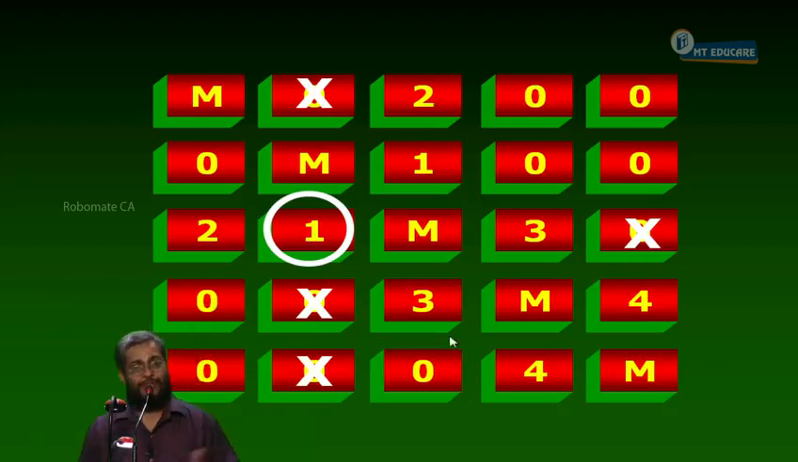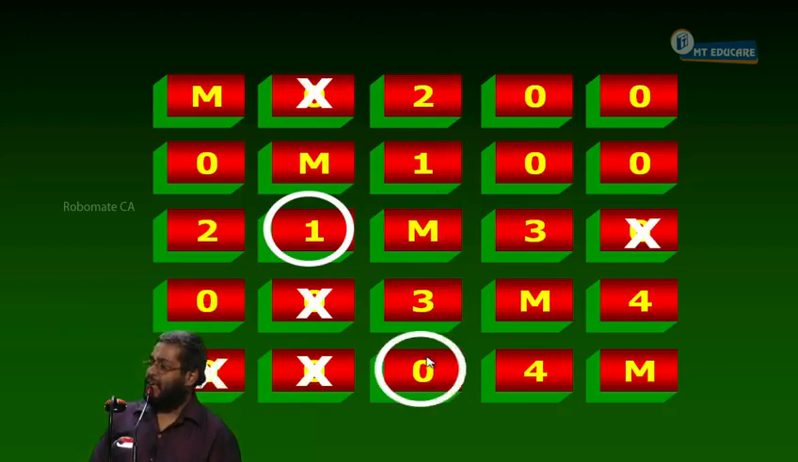I also have a column with 1, 0. Sorry, the animation changes. Okay. Is there any column with 1, 0? Yes. Which column? Third column. I make an allocation here, cancel the 0 here. Now I come back here. Is there any row with only 1, 0? Yes. This row. Where can I make an allocation? This allocation. Cancel the 0 there.